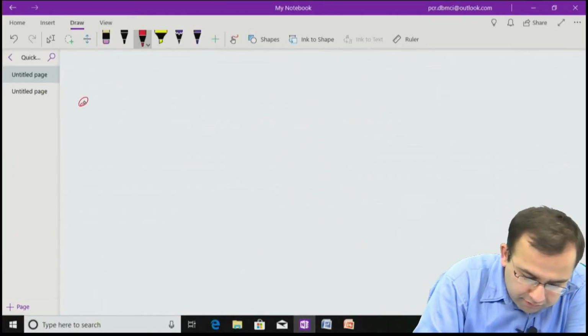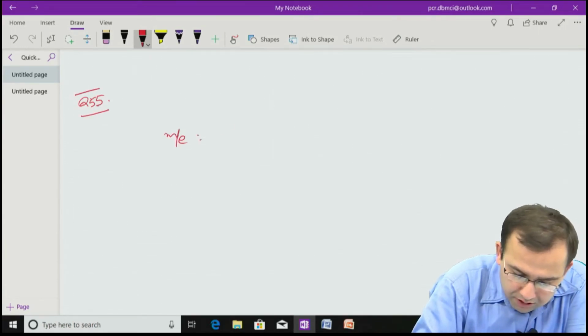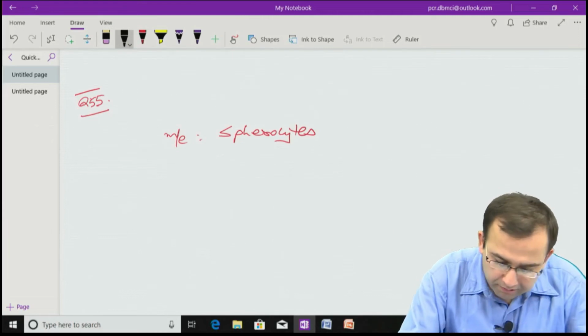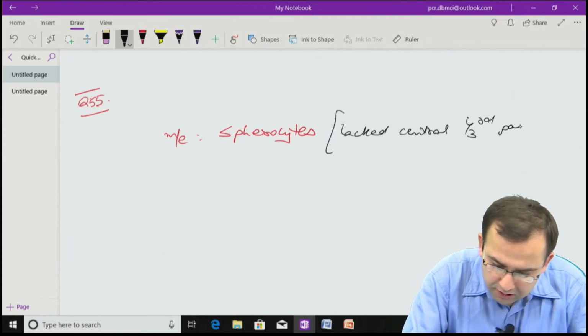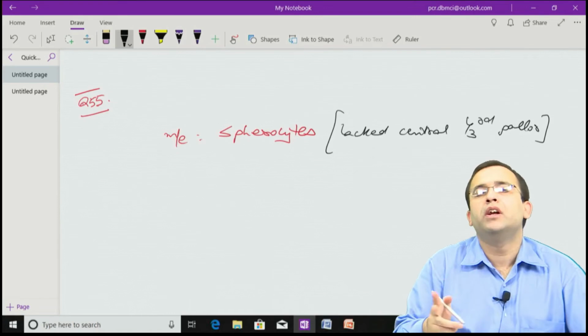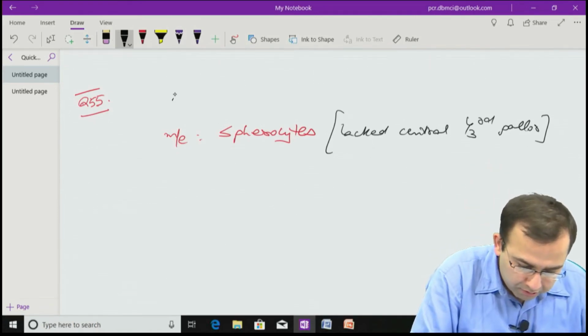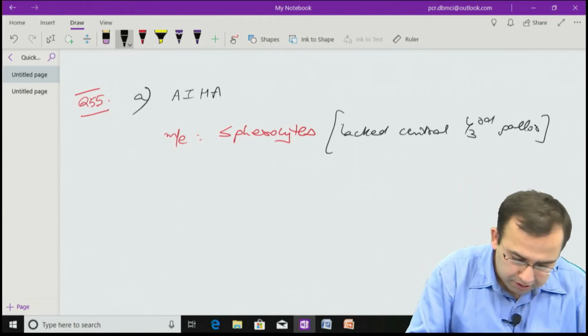So question 55. The microscopy was showing the presence of spherocytes because they lacked the central 1/3 pallor. Next point, spherocytes are seen in two hemolytic anemias, hereditary spherocytosis and autoimmune hemolytic anemia. So the answer is A, that is autoimmune hemolytic anemia.